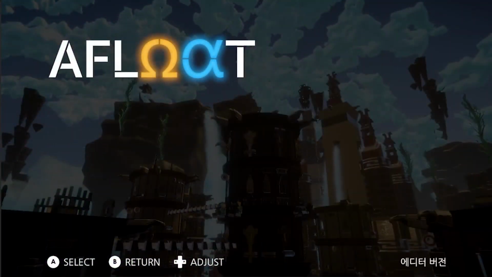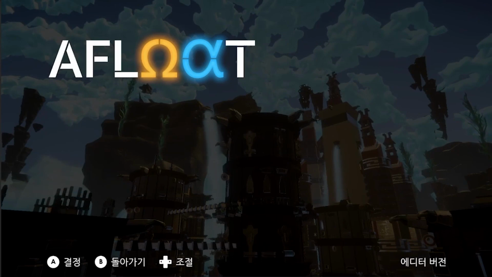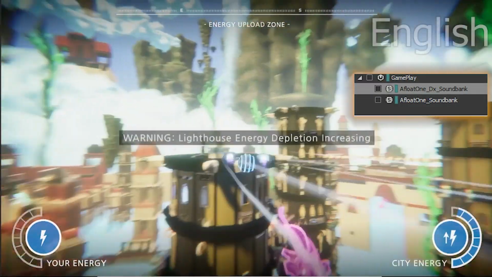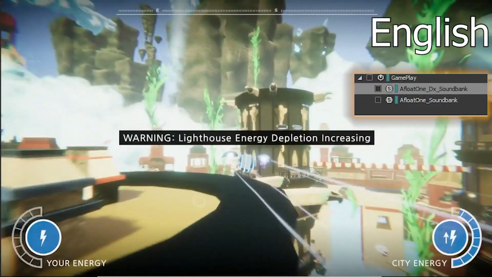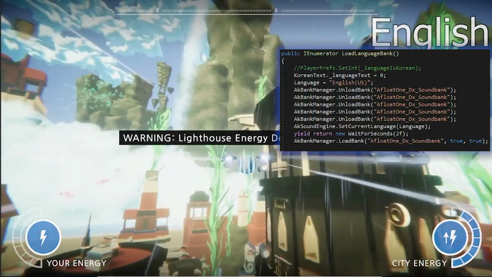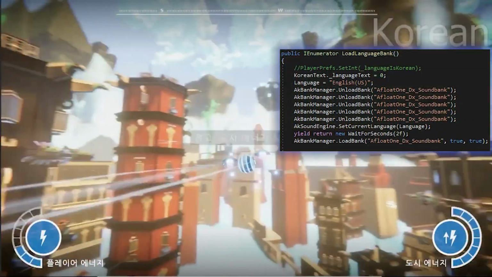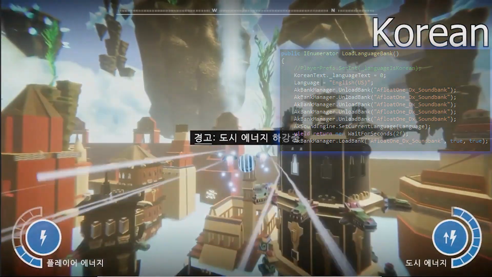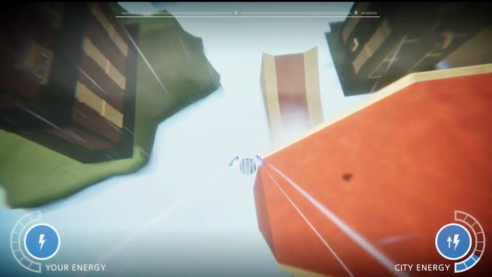The first feature this game has is localization. The game dialogue is in English and Korean. Using Wwise's native localization, I built an exclusive sound bank just for dialogue. Then, I created a script to unload and load just the sound bank for dialogue, so that the music and sound effects could still play while this action was taking place.